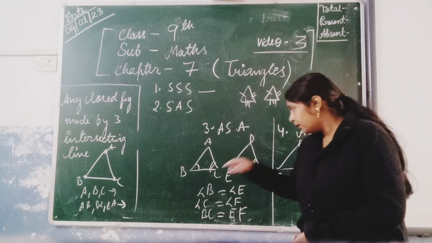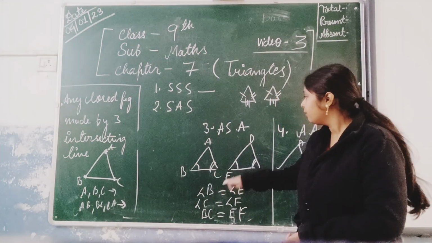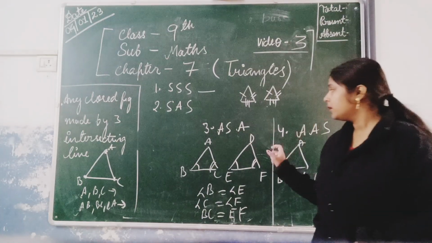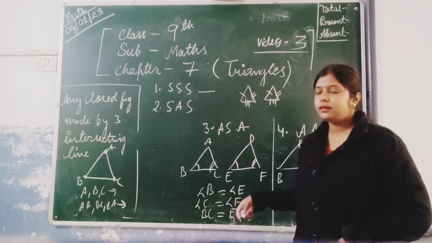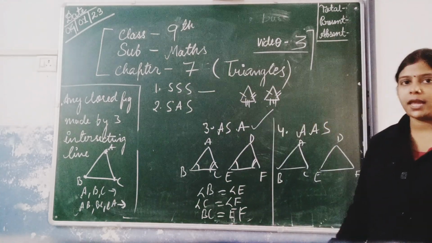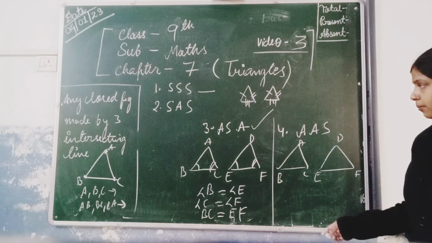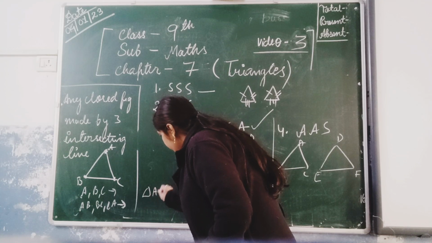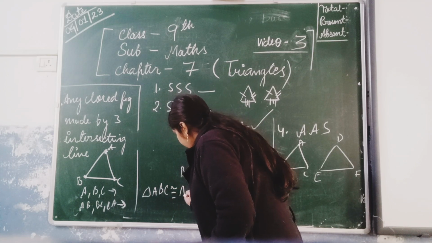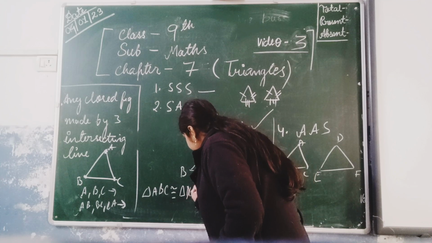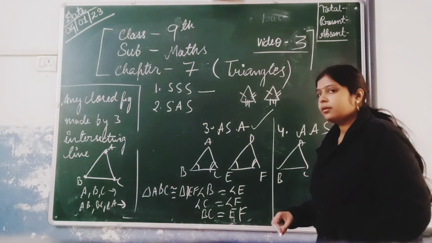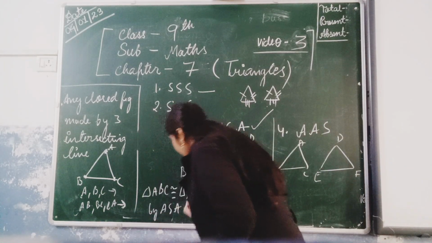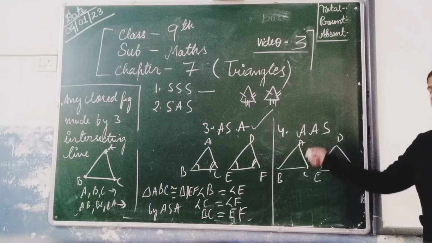It means when the included side is given, then we will write angle, side, angle. The word included is very important. So whenever we observe that it is the included side, then we will write angle, side, angle. Understood? So we can prove that triangle ABC is congruent to triangle DEF by which criterion? That is by angle, side, angle. Understood? Now we will discuss point number 4.